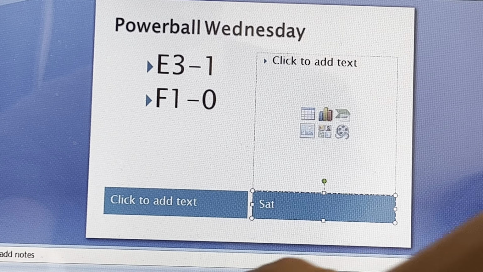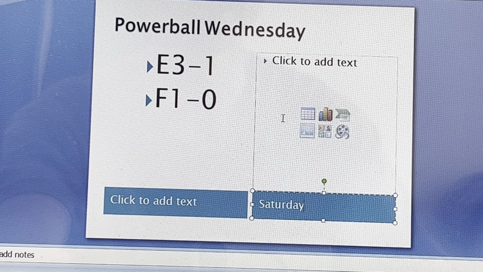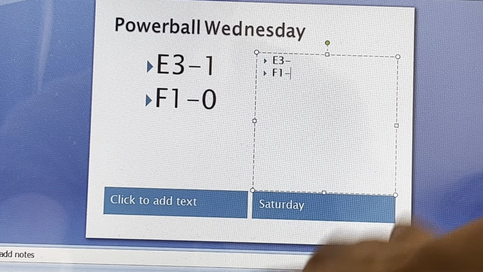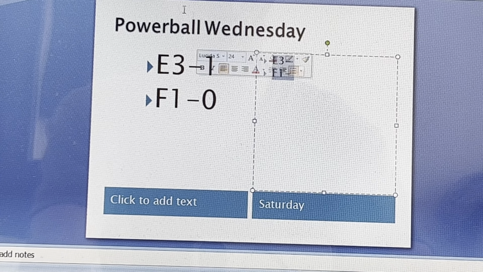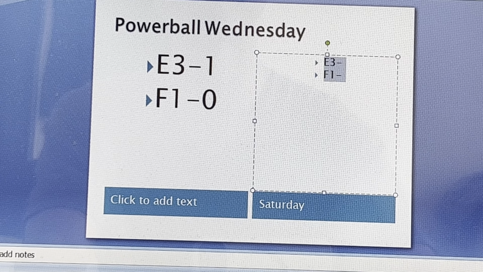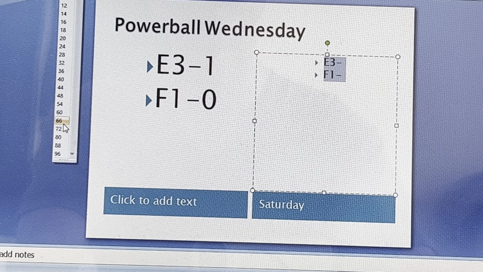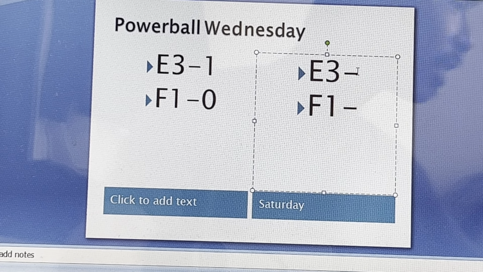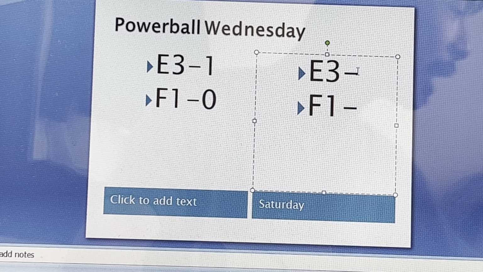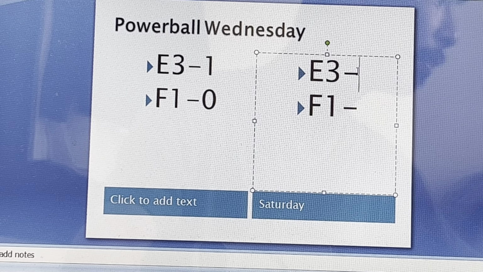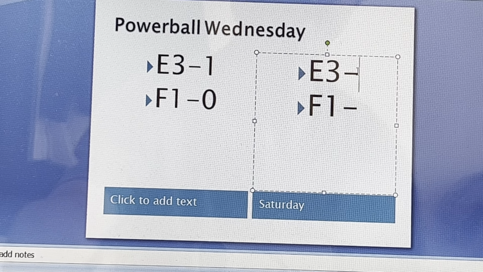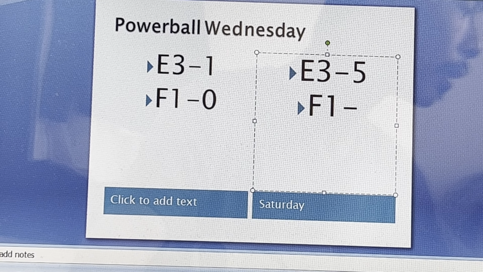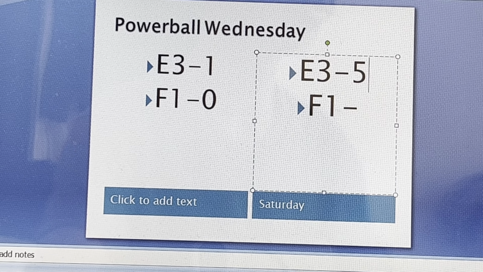Because I put a star over it, that means I corrected myself. So E3 and F1. If you look at E3 and F1, look at these two chords right there. You have E3, that's 5, and F1, that's 3.